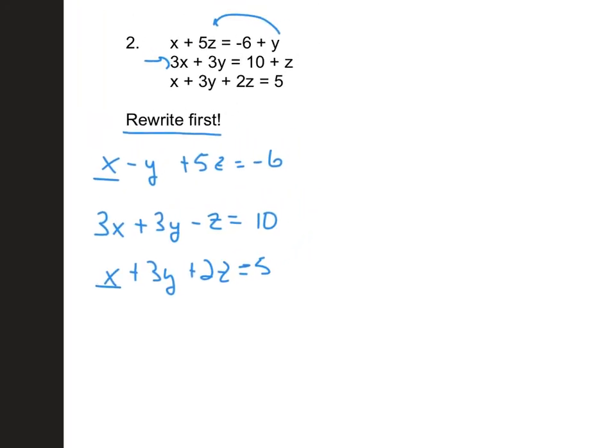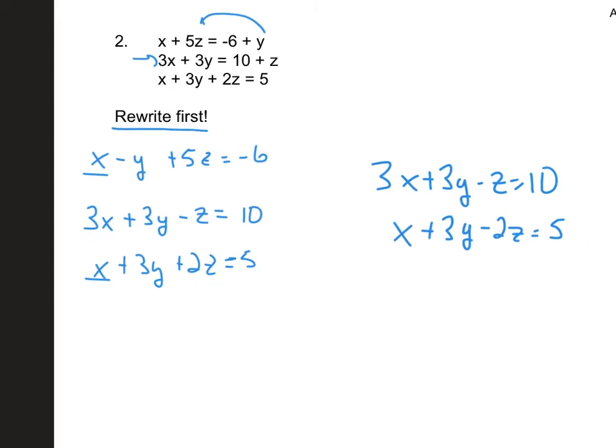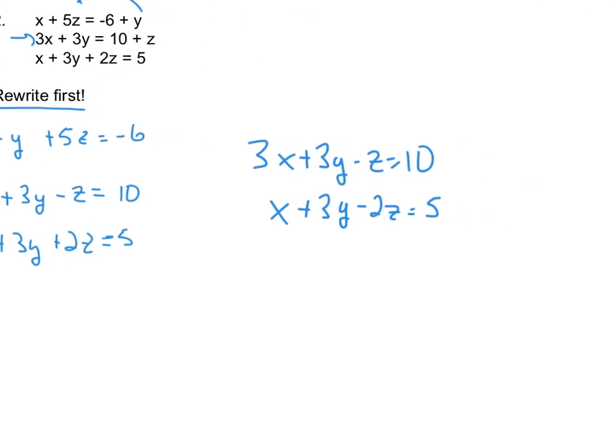Let's see. I think I'll take 3x plus 3y minus z equals 10. And then the equation I want to use, how about x plus 3y minus 6z equals 5. I could eliminate whatever I want here, but I'm just going to pick the x's this time. That's just what I want to do. So I'm going to go ahead and make it to where that works.